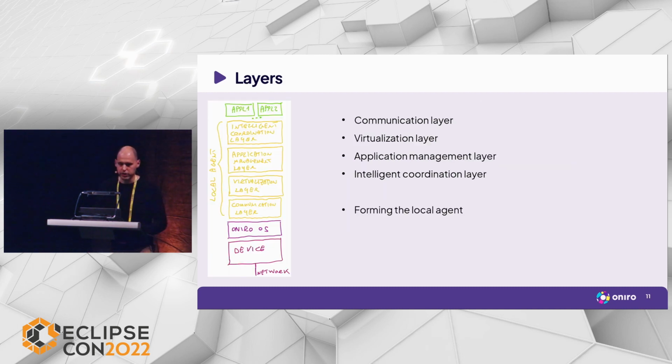So going a bit more into the different layers of the middleware we are designing here. Going from the bottom up, we have the communication layer, then we have the virtualization layer, then we are envisioning an application management layer, which we are not touching right now. I'll come to that in a minute. And then on top of all of that, we have the intelligent coordination layer. All of these are forming the local agent.